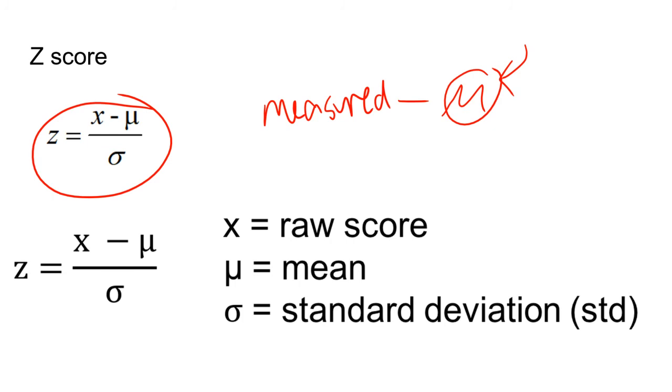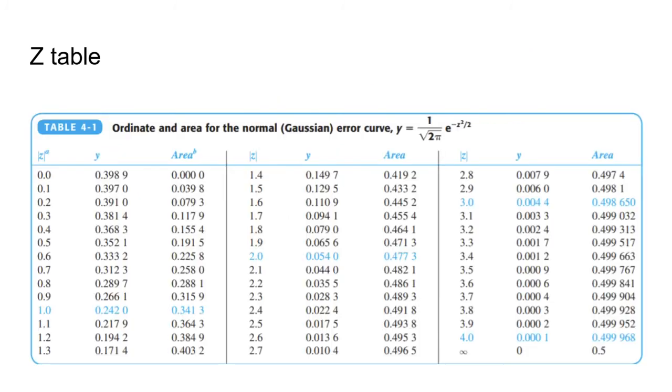Sometimes it's going to be given to you, sometimes it's not. Then you divide that by your standard deviation. This is usually the population standard deviation. So z-score is basically how far that measured score is in relation to its mean, using its standard deviation.